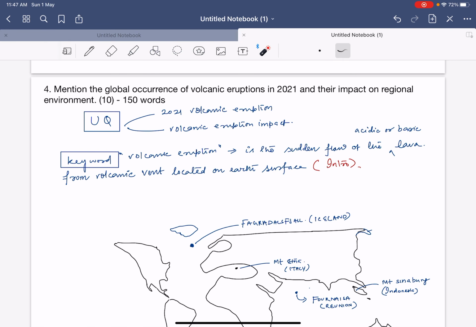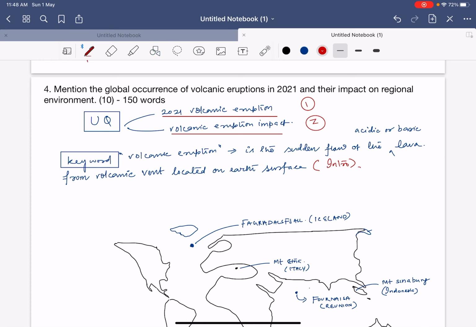Mention the global occurrence of volcanic eruptions in 2021 and their impact on the regional environment. Simple. The question again has how many parts? Two parts. Again, the 2021 volcanic eruptions and the volcanic eruption impact. Two parts of the question need to be addressed. Right?